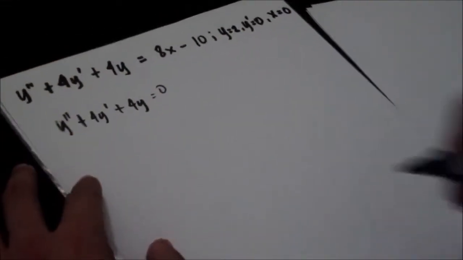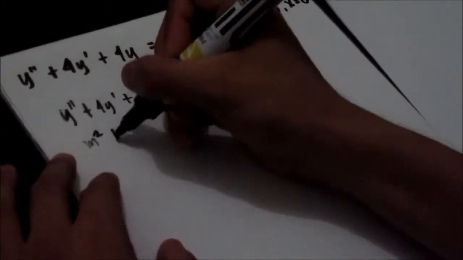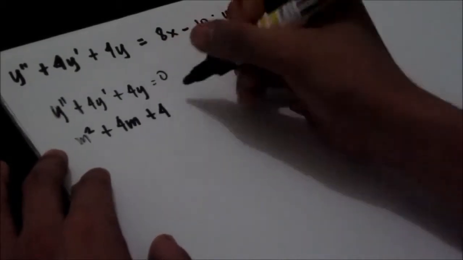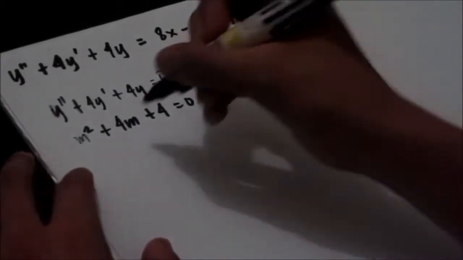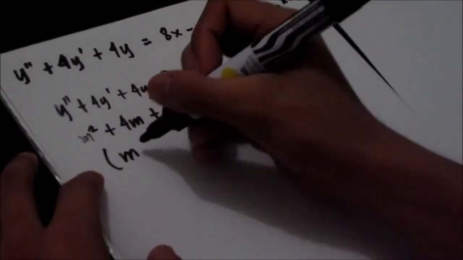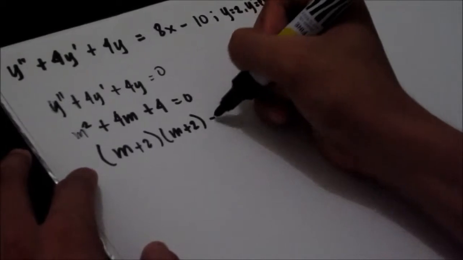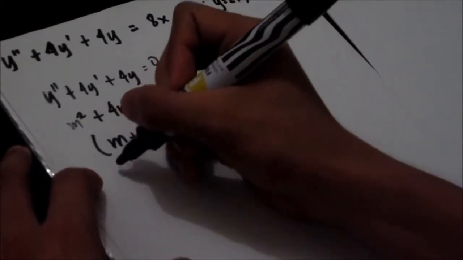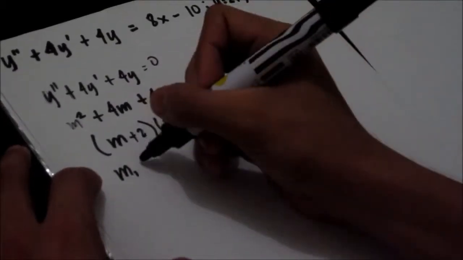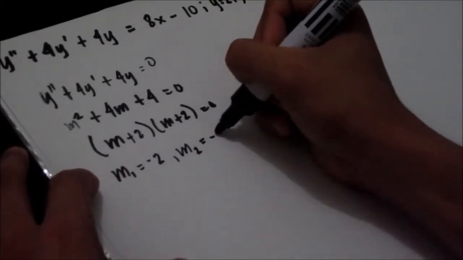In order to find its roots, we can substitute m for y, so we get m squared + 4m + 4 = 0. Here, by factoring, we can get the roots. We get the factors (m + 2) and another (m + 2). Thus, m1 is equal to negative 2. Same goes for m2, which is also negative 2.